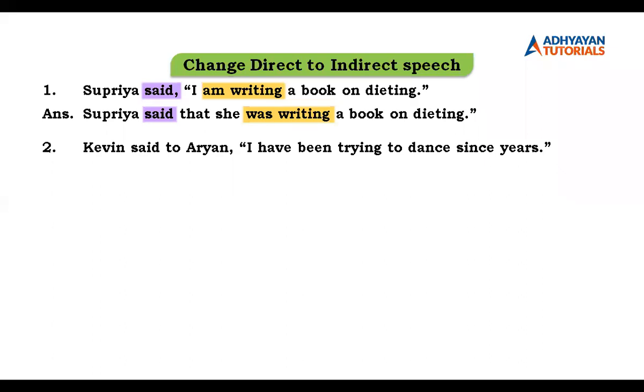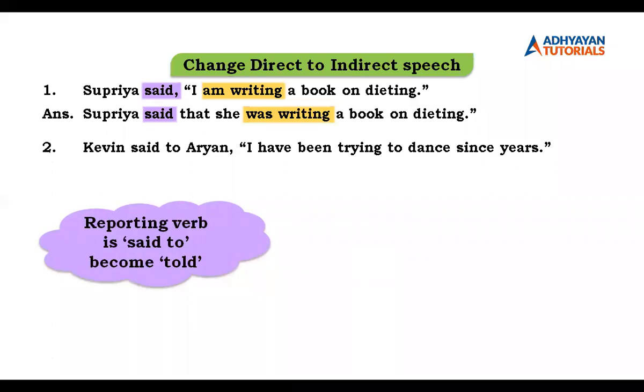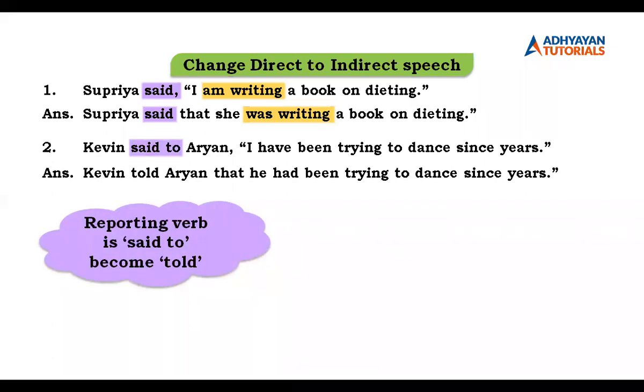अच्छा अभी have been trying को अगर change करना है तो क्या बनेगा? Kevin told Aryan that he had been trying to dance since years. Told to Aryan नहीं, told Aryan. That is correct answer, Vaibhav. Thank you so much.